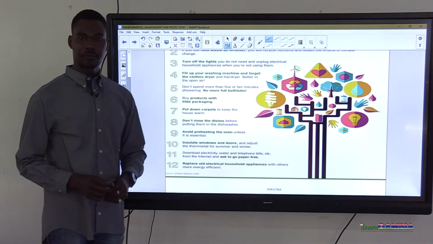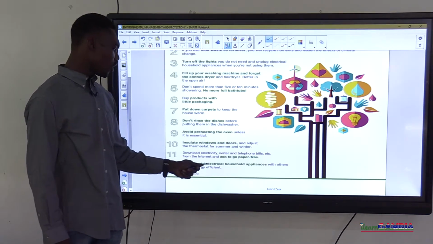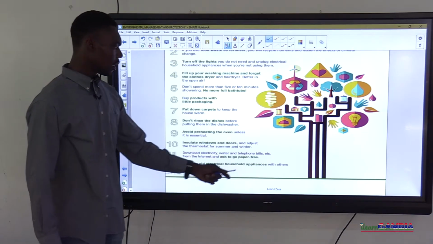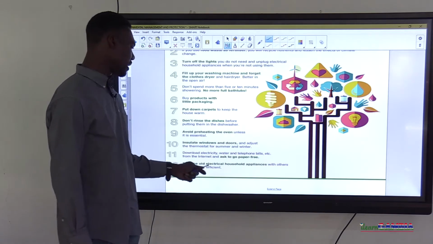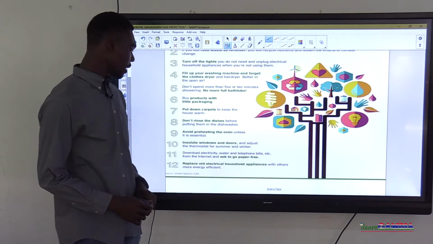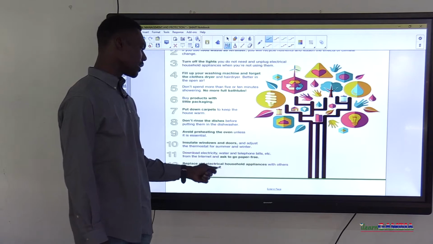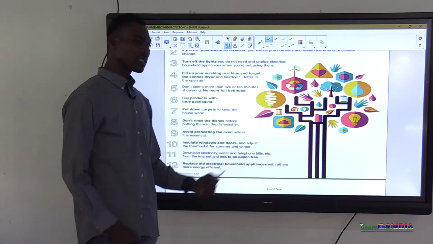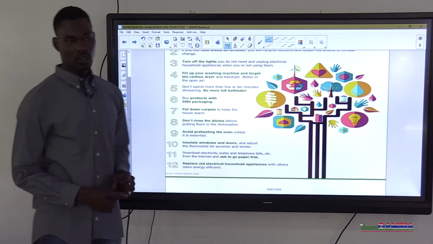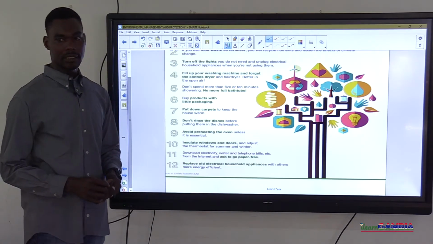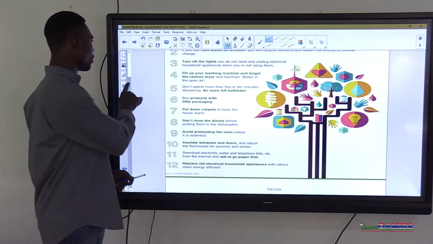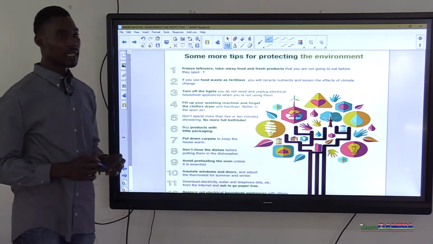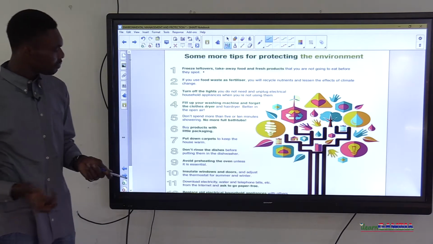Then point 12, replace all electrical household appliances with more energy efficient ones. Here also, it is to minimize the wastage of energy. So these are very important tips that we can adopt to help protect and manage our environment.